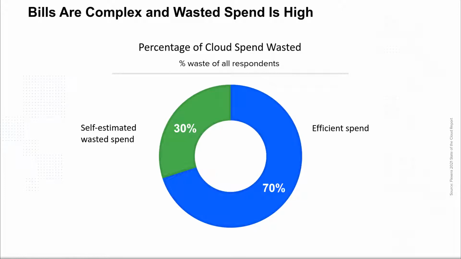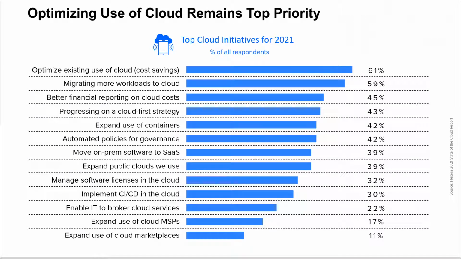And in a poll done by Flexera, they determined that almost all of their respondents believe they had at least 30% of estimated spend that was wasted. And as a matter of fact, in another poll that they had done, two of the three top priorities for cloud initiatives were around cost savings in the cloud. Either optimizing the existing use of the cloud or better financial reporting of cloud costs, because they're just so murky and it's hard to understand where all that cost is going.